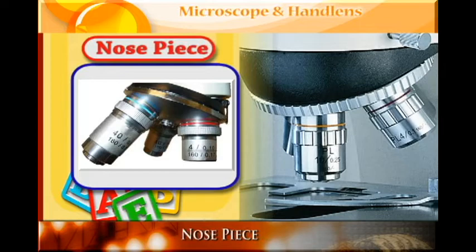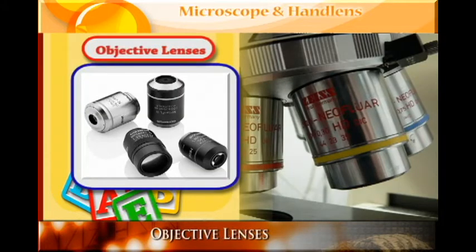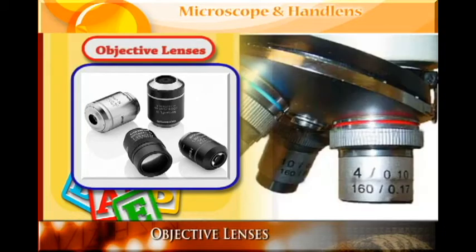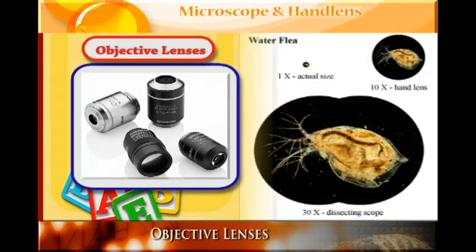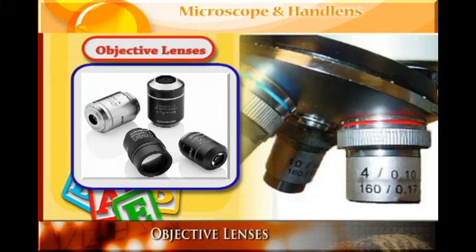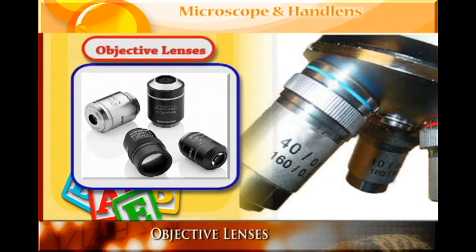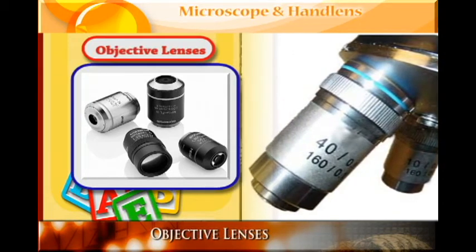And then we have the objective lenses. The objective lenses are magnifying lenses. They magnify the specimen. So we use the objective lenses and also the eyepiece. If you cannot see the object clearly, you keep on rotating the nose, and when the nose rotates, you bring into position another objective lens of a stronger magnifying power.